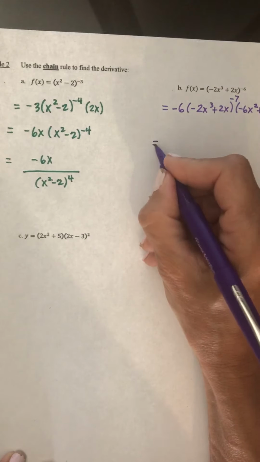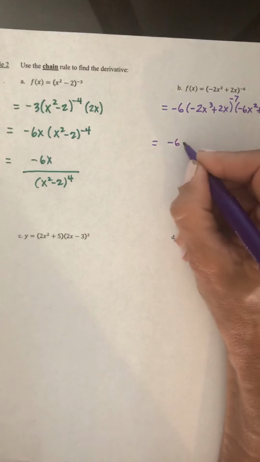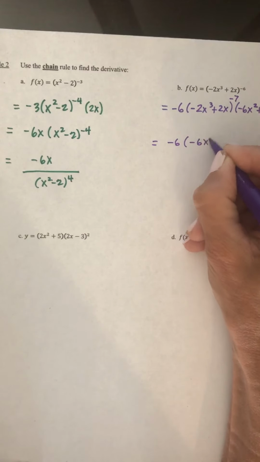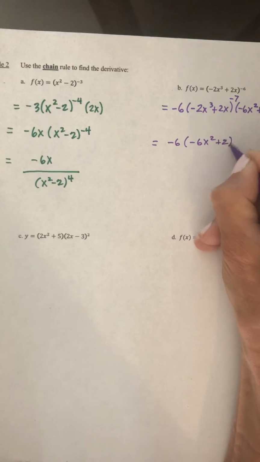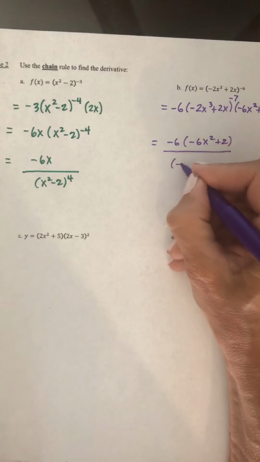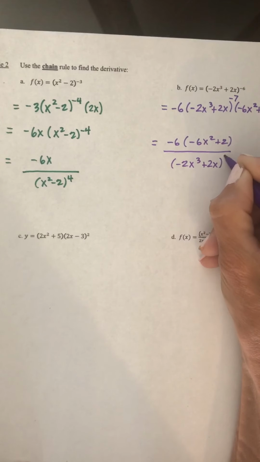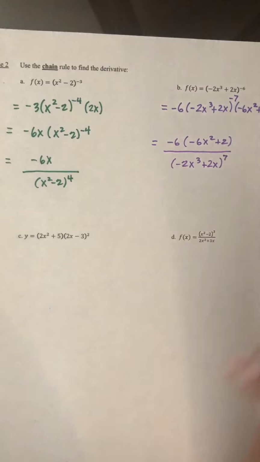All right, just cleaning it up a little bit. You can keep that negative 6 right here, parentheses, negative 6x squared plus 2. All over, I'm going to drop this guy in the denominator, negative 2x cubed plus 2x, and that's raised to the positive 7. Okay?